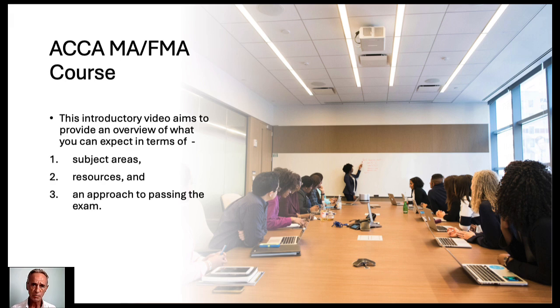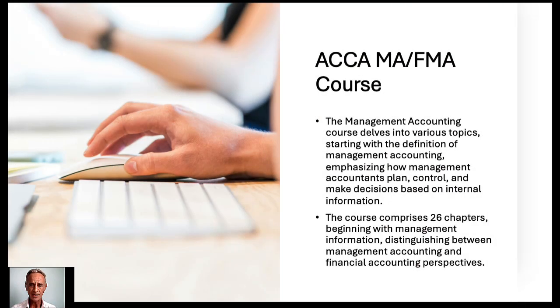In essence, the Management Accounting course, dealing with our first area in terms of a summary, is really based on the definition of management accounting. In other words, the idea that management accountants really plan, control, and make decisions. The essence of management accounting, as we flow through each of the 26 chapters within the MA Study Hub, is shown to be really being able to deal with internal management accounting information, and indeed to be able to use that information to control a business and indeed to make decisions.